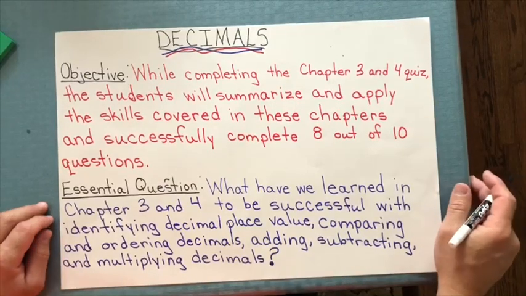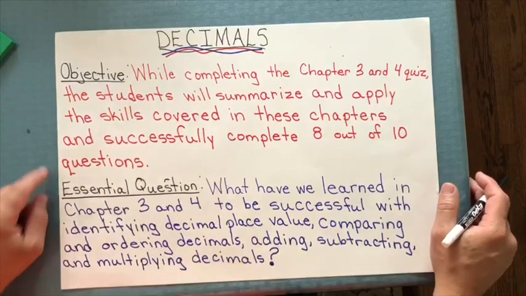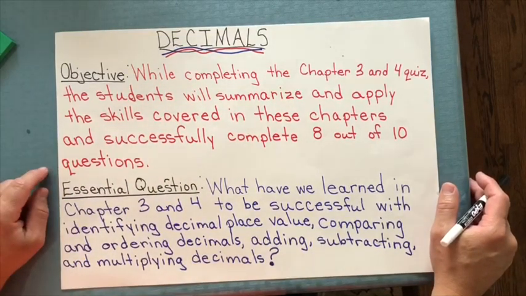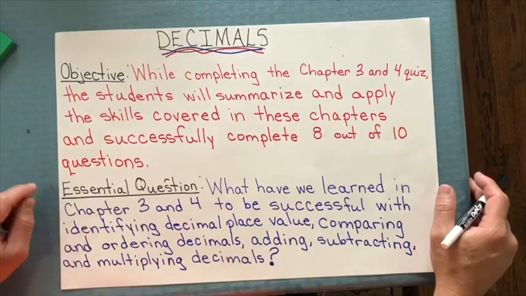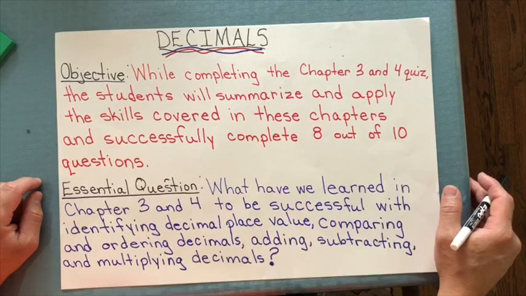In today's video, we're going to review chapters 3 and 4, which dealt with decimals. Our objective: while completing the chapter 3 and 4 quiz, the students will summarize and apply the skills covered in these chapters and successfully complete 8 out of 10 questions. Our essential question: what have we learned in chapter 3 and 4 to be successful with identifying decimal place value, comparing and ordering decimals, adding, subtracting, and multiplying decimals?